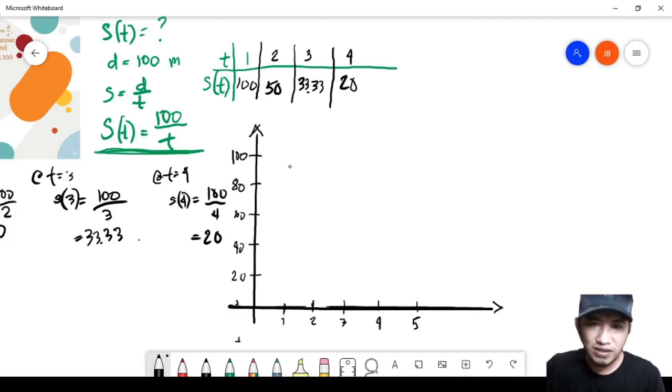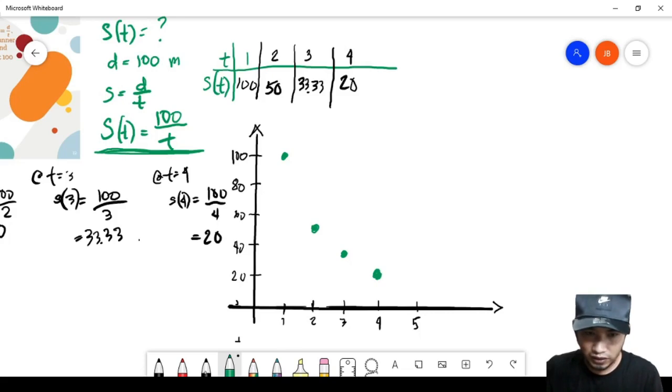Okay. At 1 second, nasa 100 ang kanyang speed. At 2 seconds, naging 50. Naging 50%. So, dito na siya agad. At 3 seconds, okay, naging 33.33. Ayan, lagpas ng half ni. Ayan. At 4 seconds, naging 20.